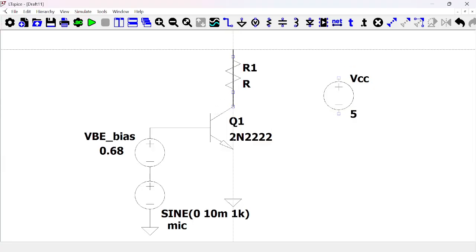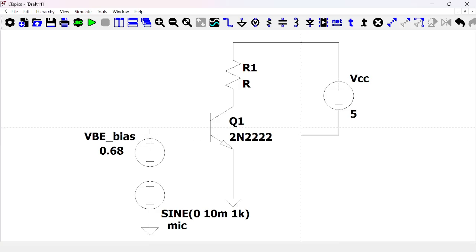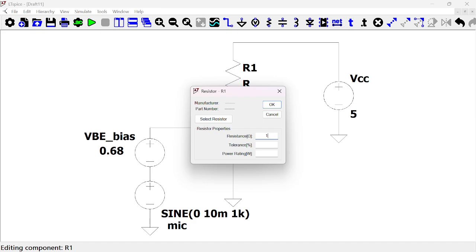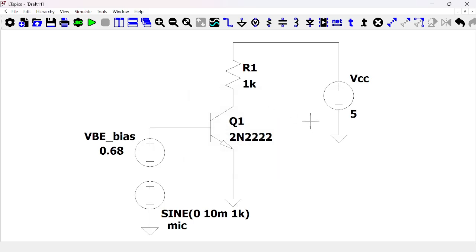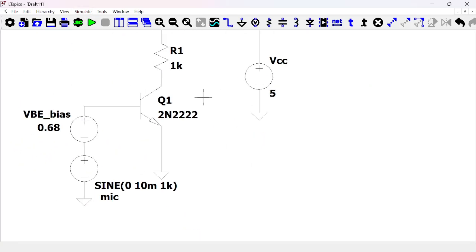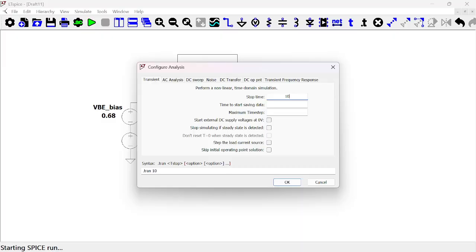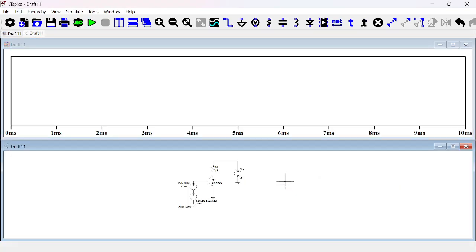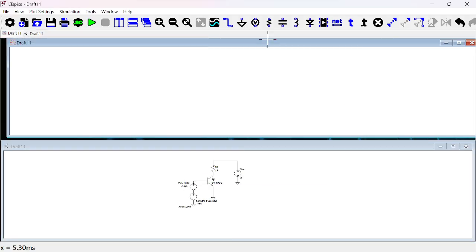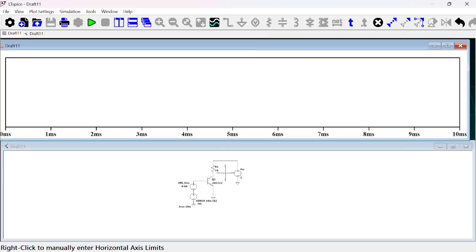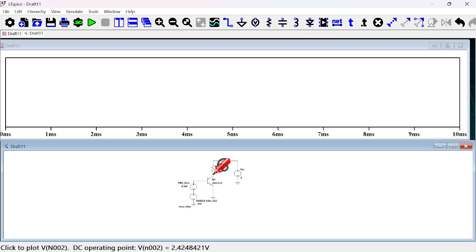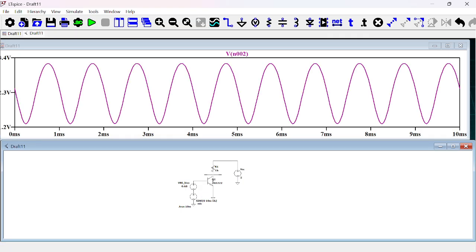All right, so this is what we have. Okay, so I'm going to run this, and the stop time 10M, and we see the voltage. We have the current of 2.57 milli.